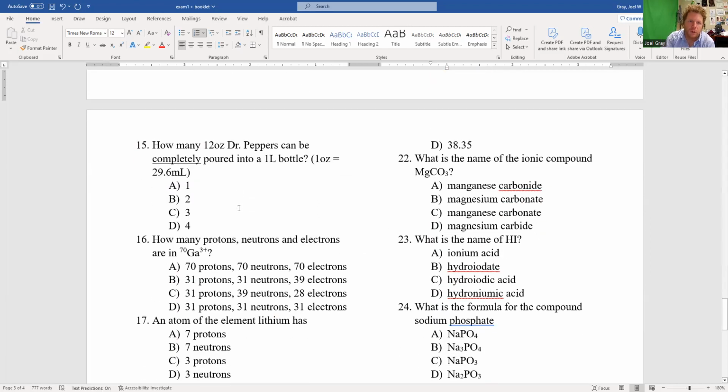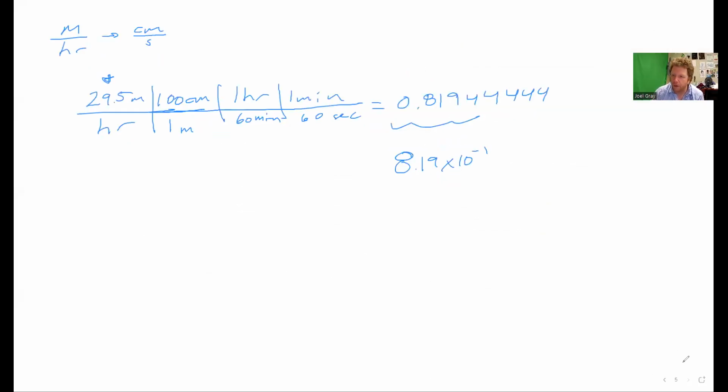All right, question number 15. How many 12-ounce Dr. Peppers can completely, that word is underlined, so it's significant, and it's worth noting, completely be poured into a 1 liter bottle? Now, to do this, I've given you the conversion: 1 ounce is equal to 29.6 milliliters. I'm going to make a new page on the whiteboard to show my work.